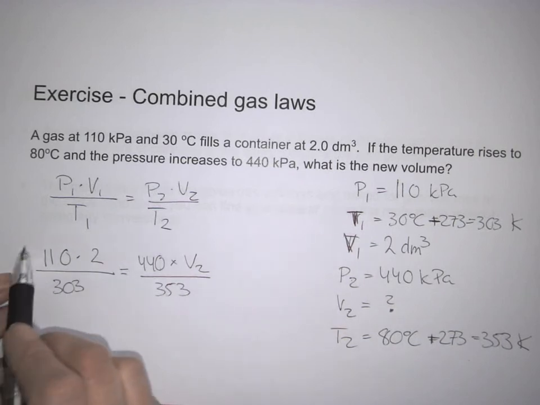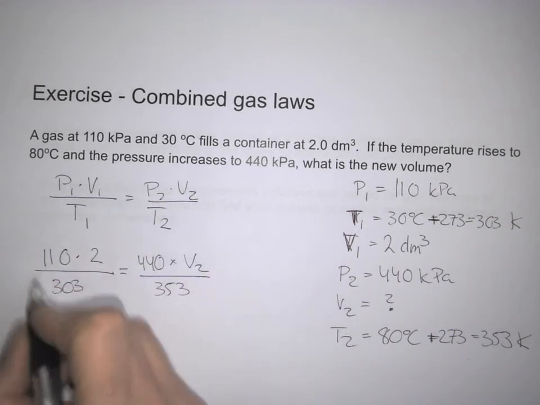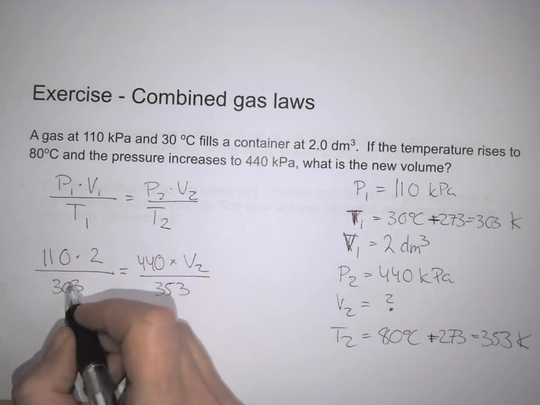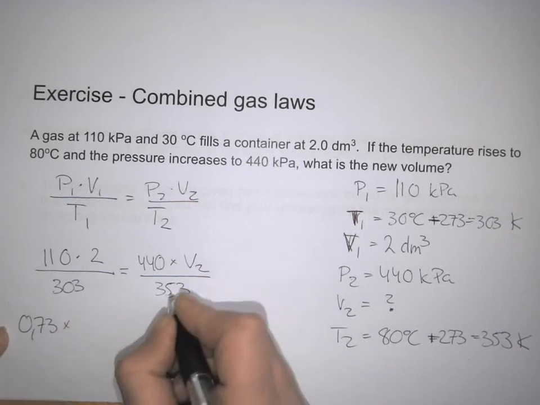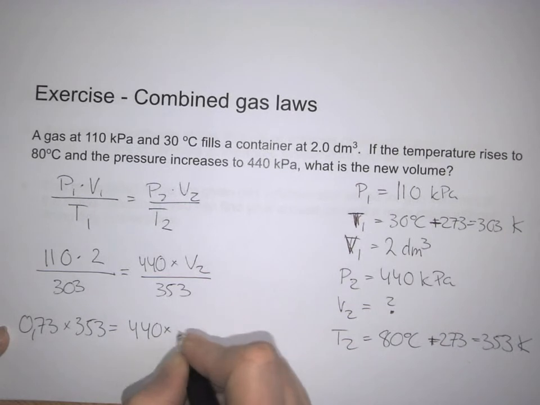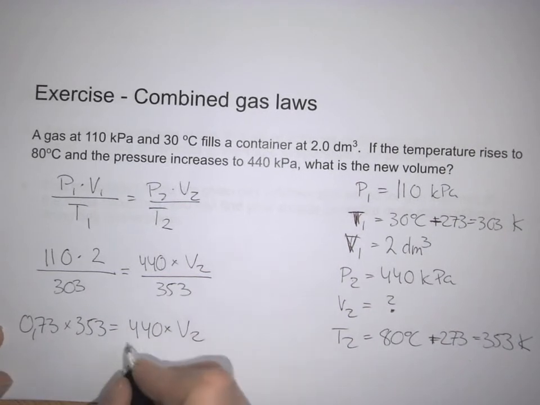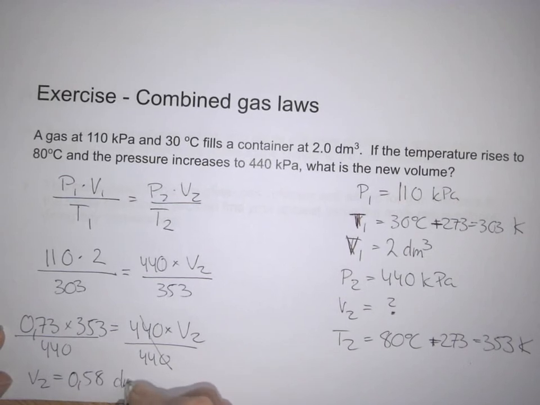One thing you can do to have it in one line is that this times this is equal to that one. You can also calculate this one here, and you will get 0.73 times this one is equal to 440 times V2. Then you can just divide with this one, and this will clear out. Then you just put that on the calculator, and that will give us 0.58 cubic decimeter.